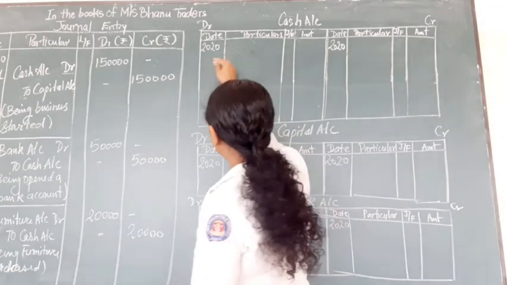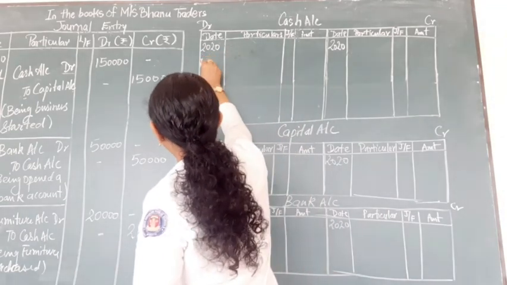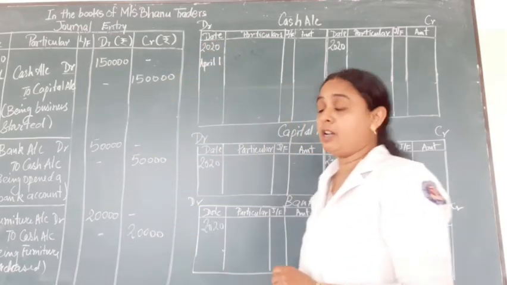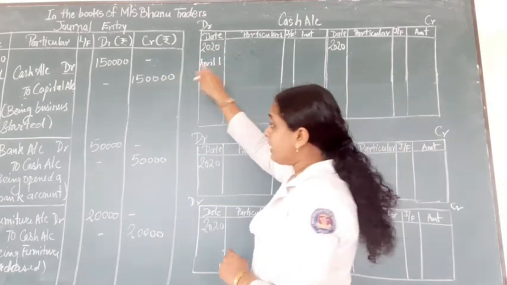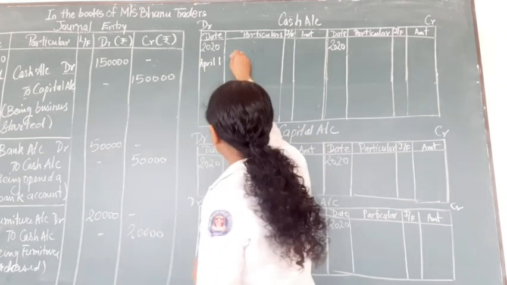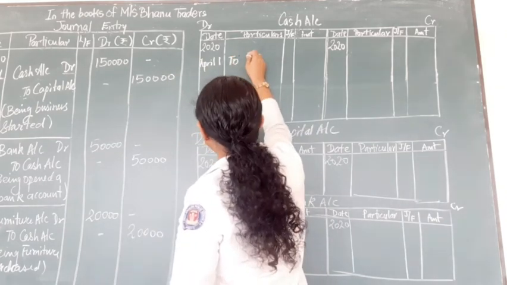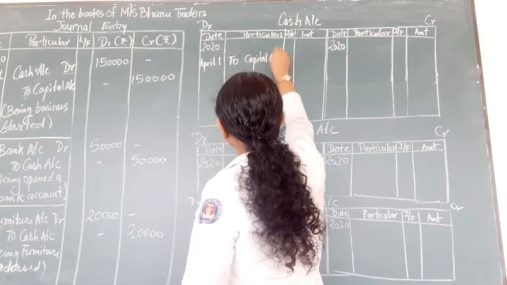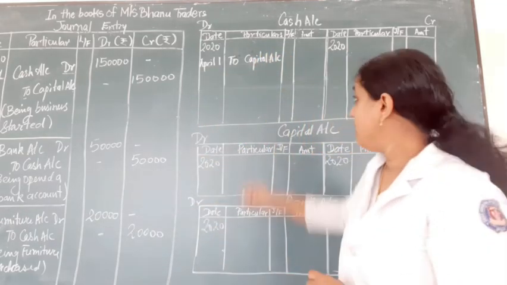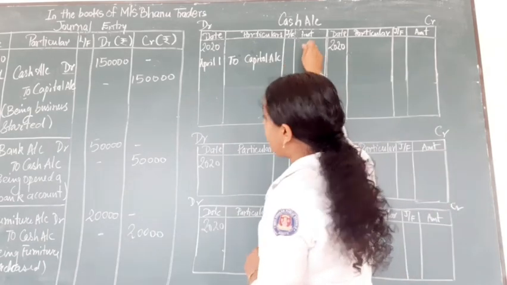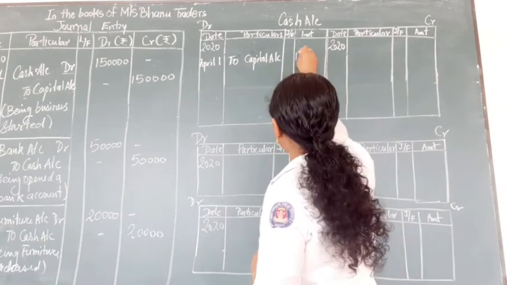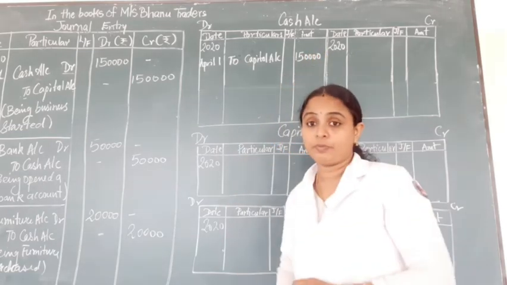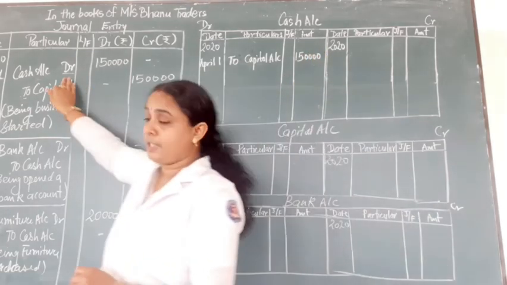Here what you have to write is on April 1, which is the first transaction taking place. So I will write here April 1. The next thing I have to do is, in cash you have to write "To capital account." Then in the amount column I have to write 1,50,000. Okay. So your debit side entry is over.